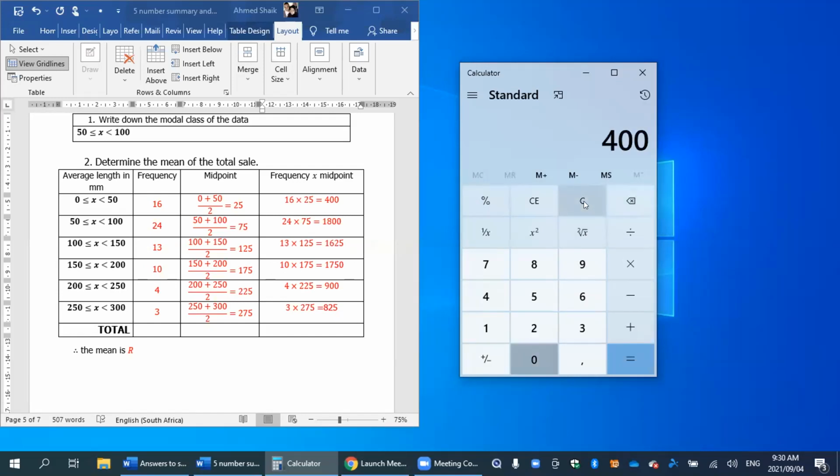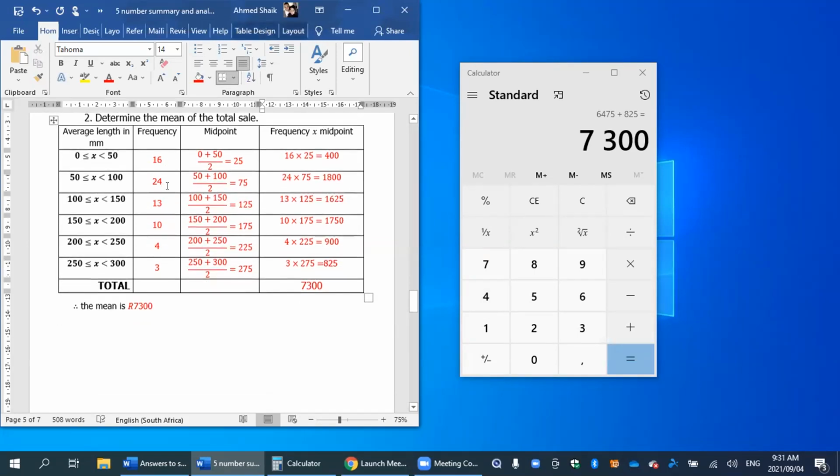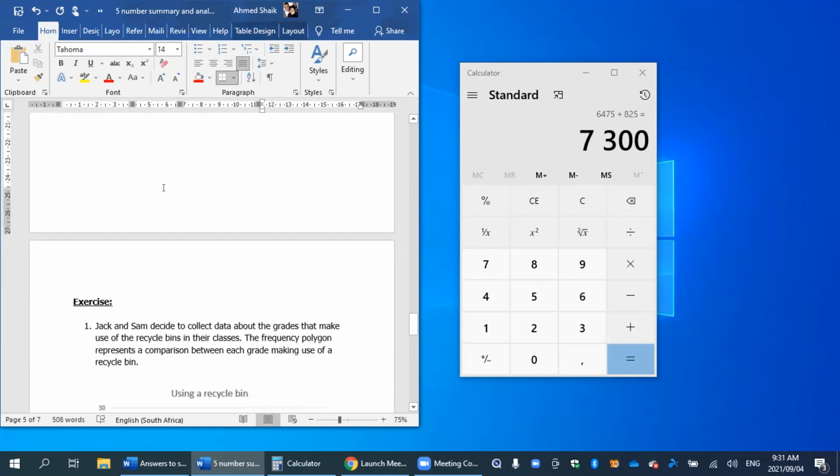So we're looking at 400 plus 1,800 plus 1625 plus 1750 plus 900 plus 825. And that gives us a total of 7,300. Remember, we're working with money, boys and girls, so 7,300 rand. And that was your answer for question 2.